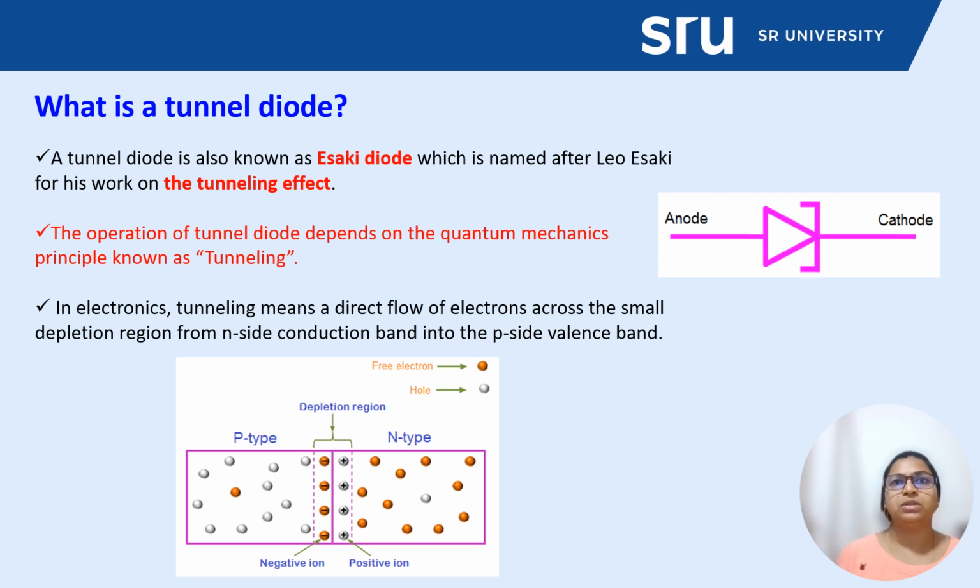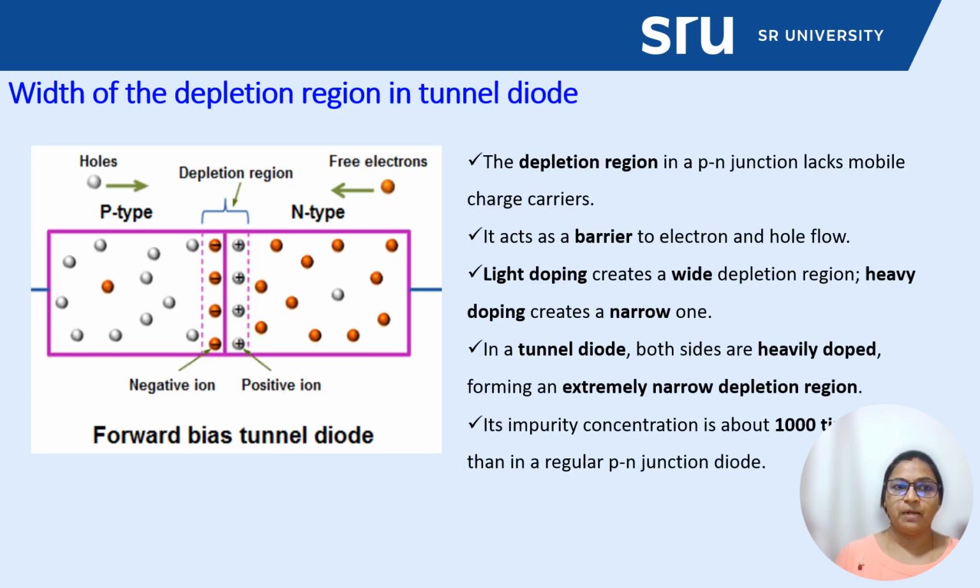The germanium material is commonly used to make the tunnel diode, and they are also made from other materials like gallium arsenide or silicon. Since the depletion layer plays a very crucial role in the tunnel diode, let us see what the width of the depletion region in a tunnel diode is.